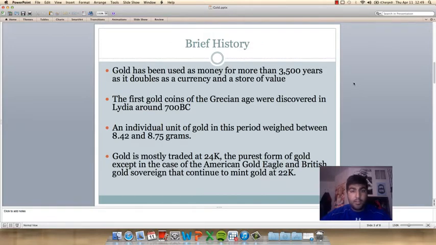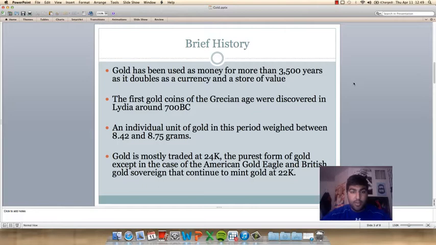Gold has been widely used throughout the world for monetary exchange. This has been by either issuing or recognizing gold coins or by establishing gold standards. The first gold coins of the Grecian age were discovered in Lydia around 700 BC. The gold was measured in the units of a talent, and an individual talent of gold in this period weighed between 8.42 and 8.75 grams of gold.